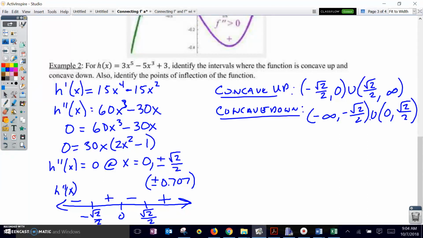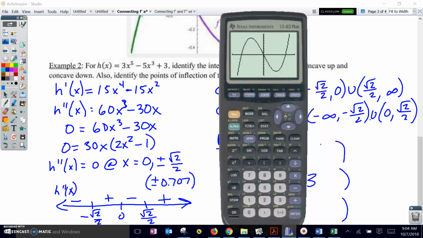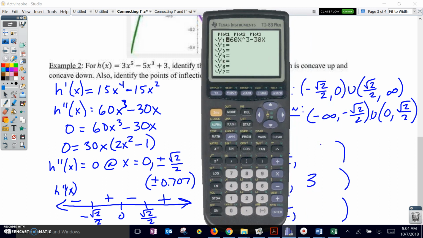And we have points of inflection everywhere where it changes concavity. So we have points of inflection at negative root 2 over 2, whatever the y-coordinate is, 0, whatever the y-coordinate is, and root 2 over 2, whatever the y-coordinate is. And so we're going to put these back into the original function to find the y-coordinate. 0 is easy enough, and for root 2 over 2, I'm going to go back and look at the original function.